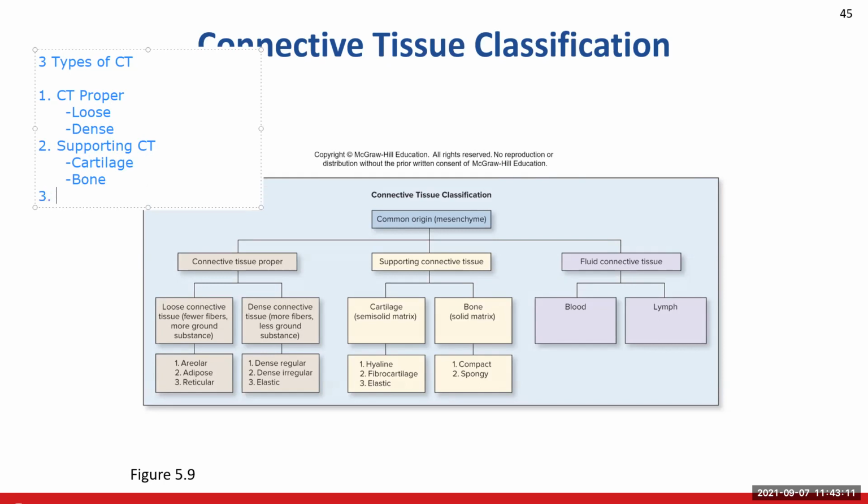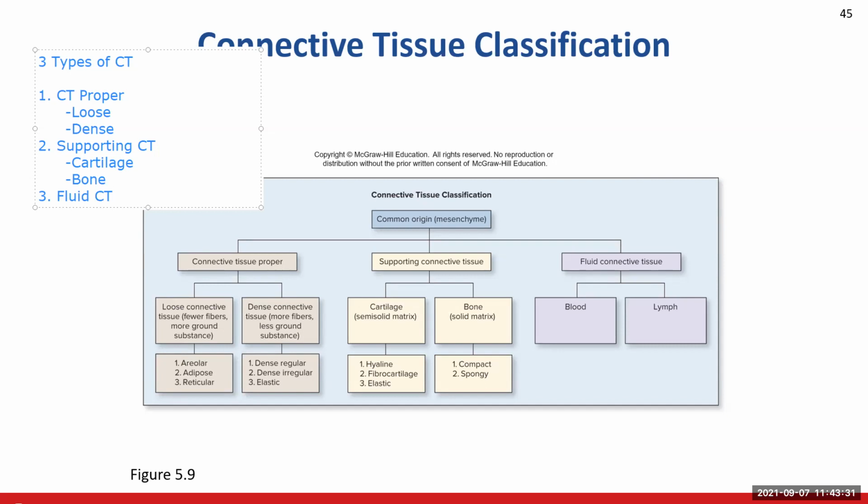And then our third type is going to be fluid. So you want to know the 3 types. Just like I said, there are 4 types of tissue in the body, well, you need to know the 3 types of connective tissue. There's connective tissue proper, supporting connective tissue, and fluid connective tissue.